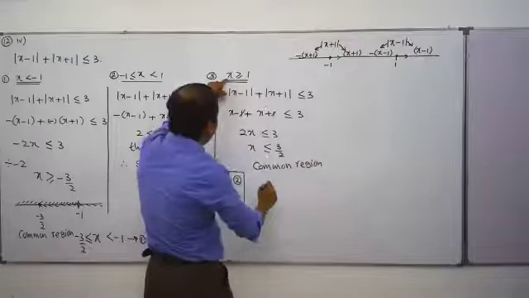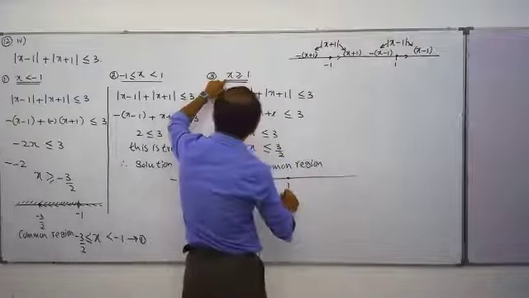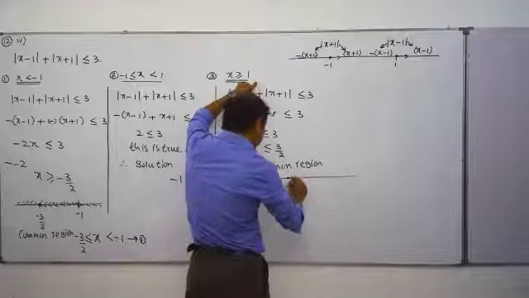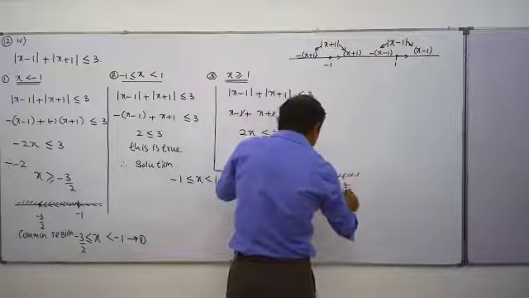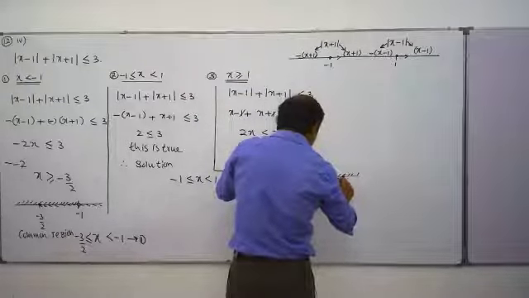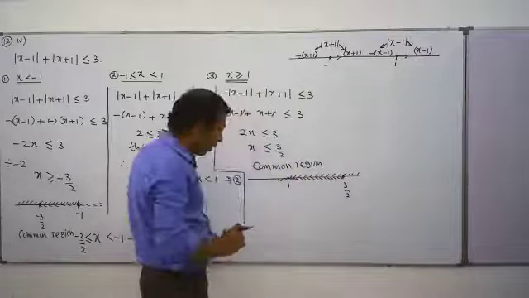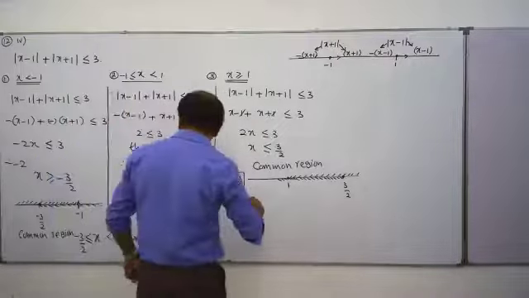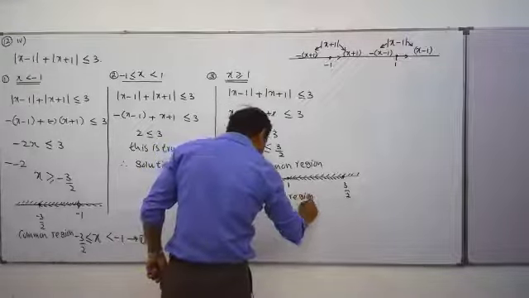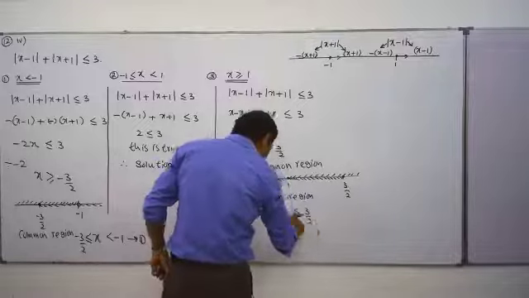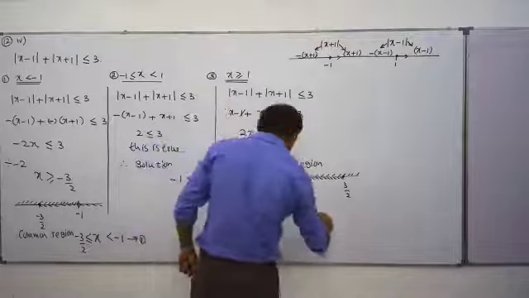Common region. Here we discuss the question in the interval x less than 1 and greater than 1. This interval. The solution says including 3 by 2, less than 3 by 2. Therefore, the common region is x less than or equal to 3 by 2, because this equal sign is also here, and greater than or equal to 1. This is number 3.